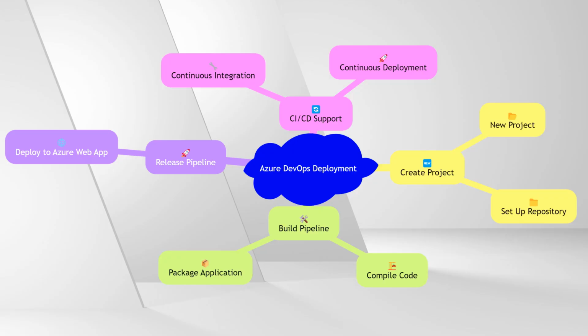Azure DevOps provides a robust set of tools for deploying code to your web app. Start by creating a new project in Azure DevOps and setting up a repository for your code. Next, create a build pipeline to compile and package your application. Finally, set up a release pipeline to deploy the packaged application to your Azure web app. Azure DevOps supports continuous integration and continuous deployment, CI/CD, ensuring that your code is automatically deployed whenever changes are made.